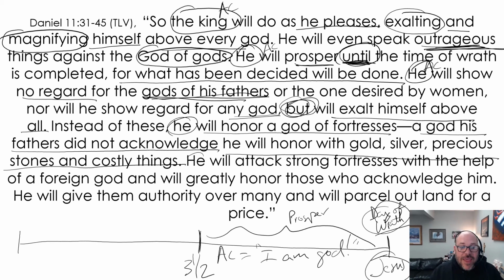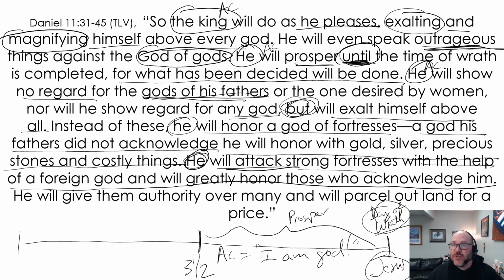Not only that, the Antichrist will attack strong fortresses with the help of a foreign god, and will greatly honor those who acknowledge him. So as other countries join in with him, as other countries bow down with him, he will just keep toppling countries and kingdoms one after the other around the world. Any of those who join forces with him, he will honor them and acknowledge them. He will honor those who have bowed the knee to him. And he will give them authority over many and will parcel out land for a price.